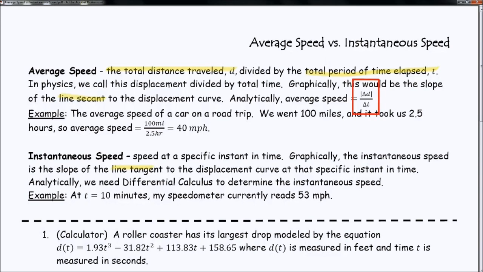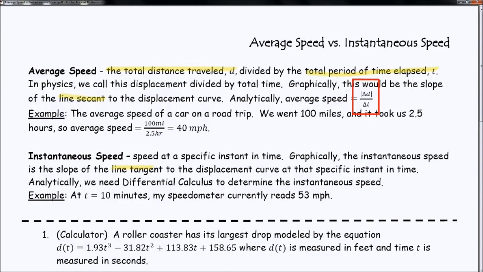Let me keep going back to my example. I'm driving home. After 10 minutes, I've managed to get on the highway, and I look down at my speedometer, and right at that moment it reads 53 miles an hour. Even though my average speed for the trip was 40 miles an hour, at that moment in time I have 53 miles per hour.